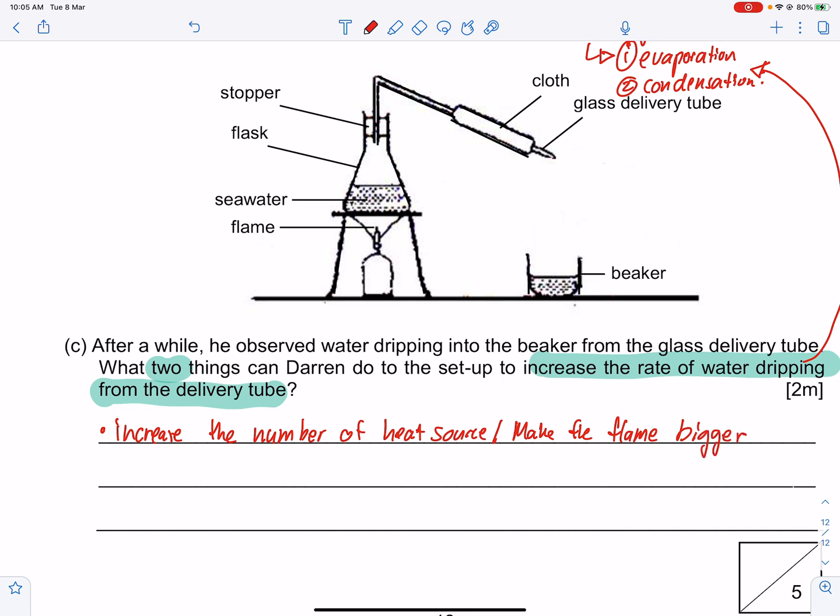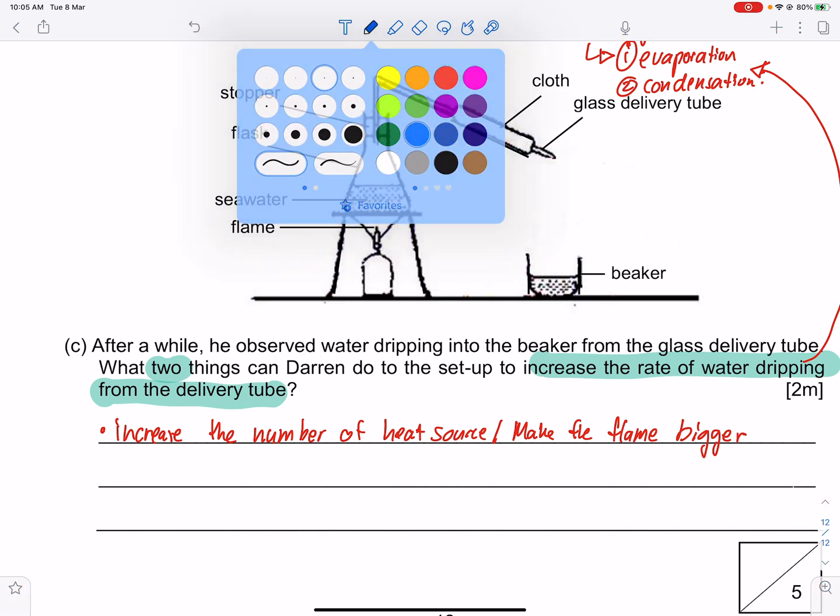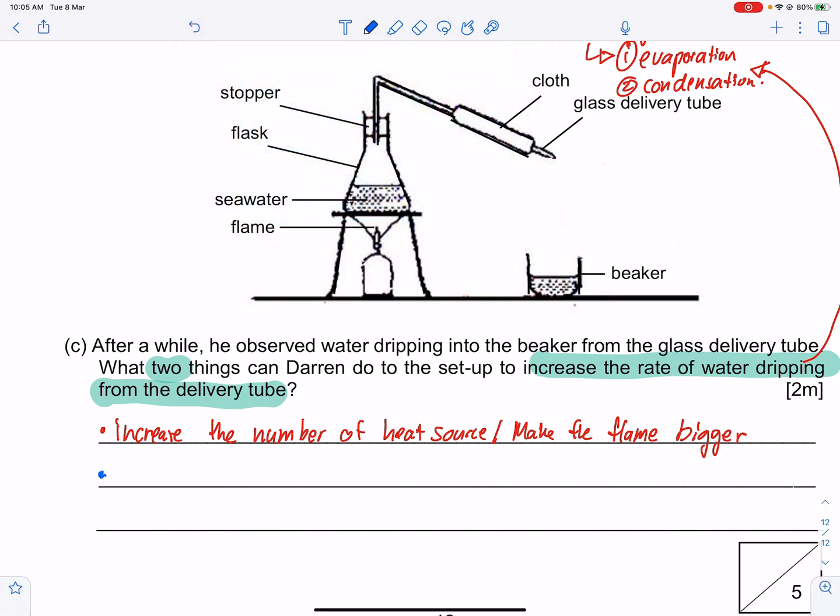Now this is for temperature. What about surface area? For surface area, you can say use a wider or bigger flask. What will happen is that when you do that, your flask will be bigger, and so the area for evaporation will also be bigger.